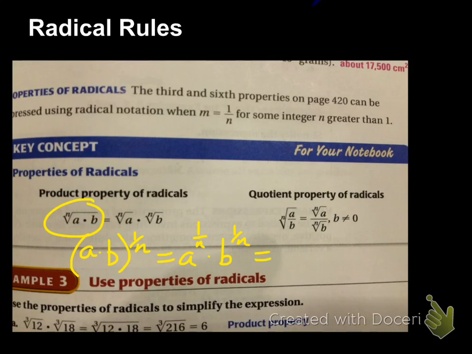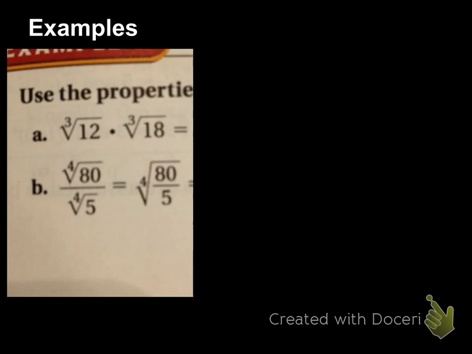And then a to the 1 over n, isn't that the same as just the nth root of a? And then b to the 1 over n, isn't that the nth root of b? Oh, hey, look. This thing right here is that thing. What a coincidence. So really, these are just exponent rules kind of rephrased in terms of radicals. Radicals are just exponents. So that's why this rule works. Any questions on the cube root of 12 times cube root of 18?